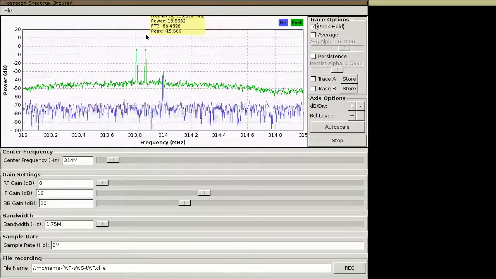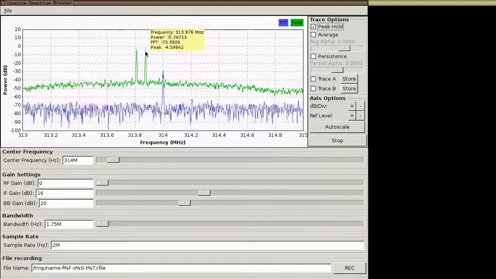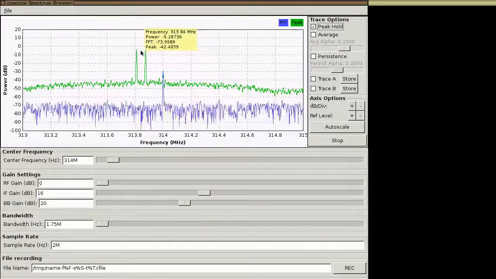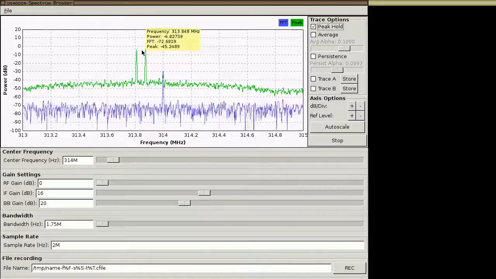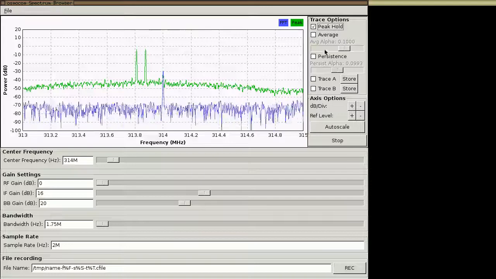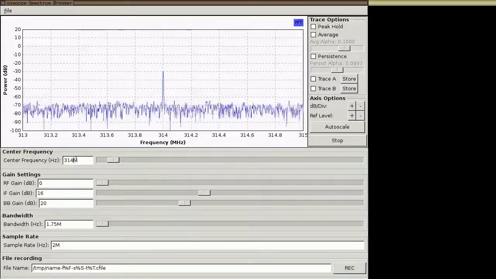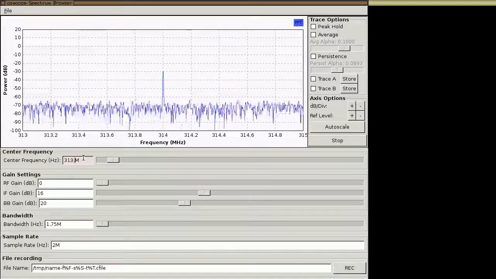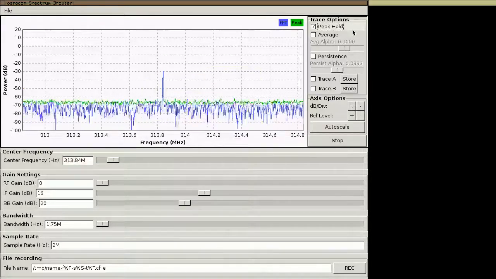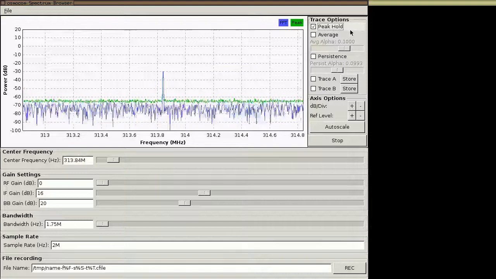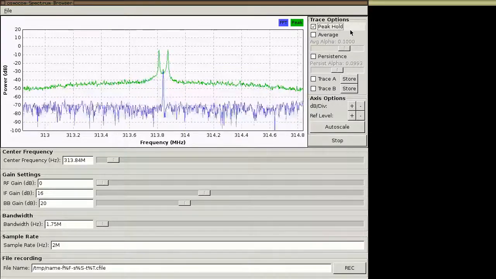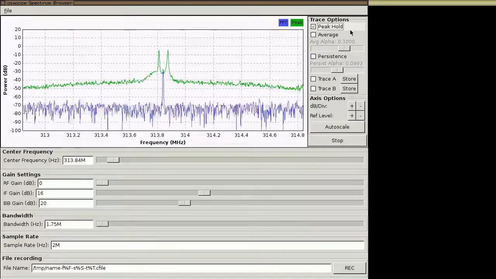Now, it may be helpful to know the exact center frequency, and if I hover my mouse between these peaks, it looks like it's about 313.85 or 313.84 might be about right. And if I just type that in here, 313.84, and select peak hold, I'll push the button on the remote while it's close to the antenna, and yes, that looks like it's pretty well centered around that spike in the middle.